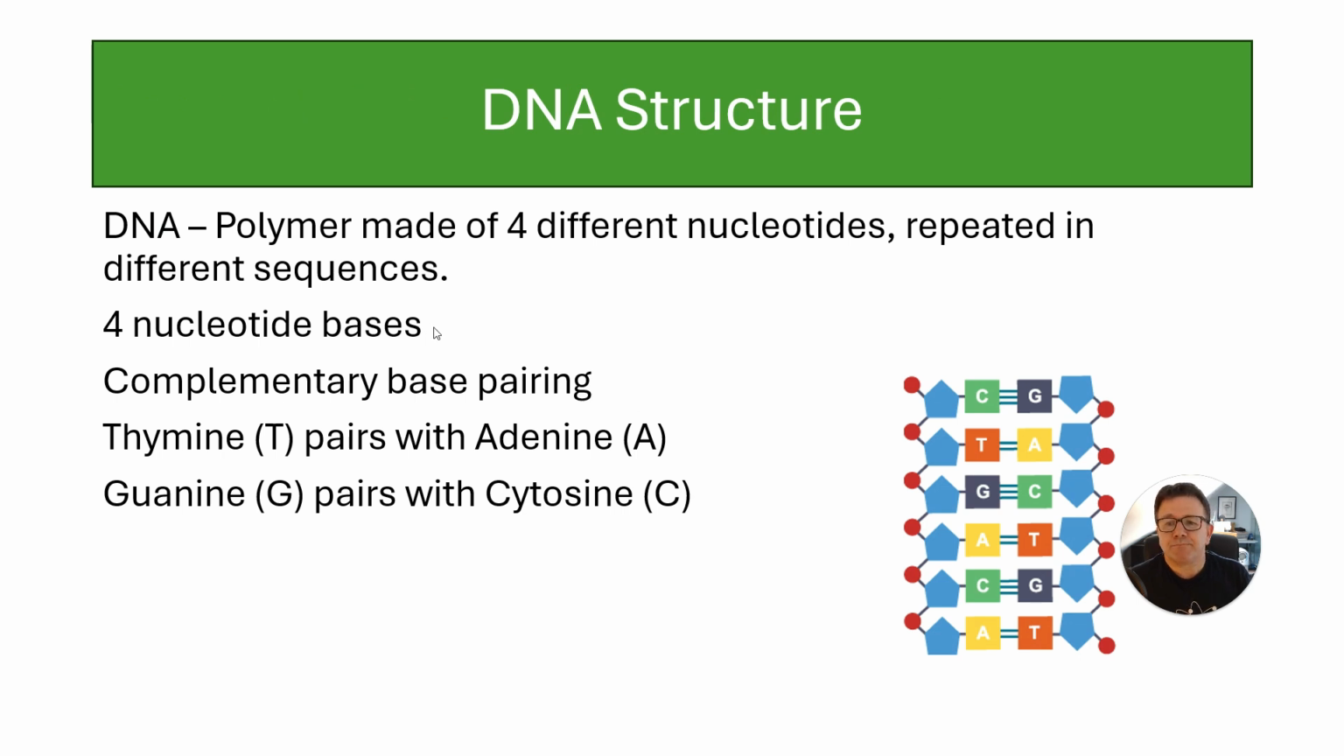DNA structure, basic DNA structure. It's a polymer made of 4 different nucleotides repeated in different sequences. You need to know that thymine pairs with adenine. I say things like the tree and the apple, so thymine and adenine, and guanine pairs with cytosine, a car goes in a garage. That's how I remember it.